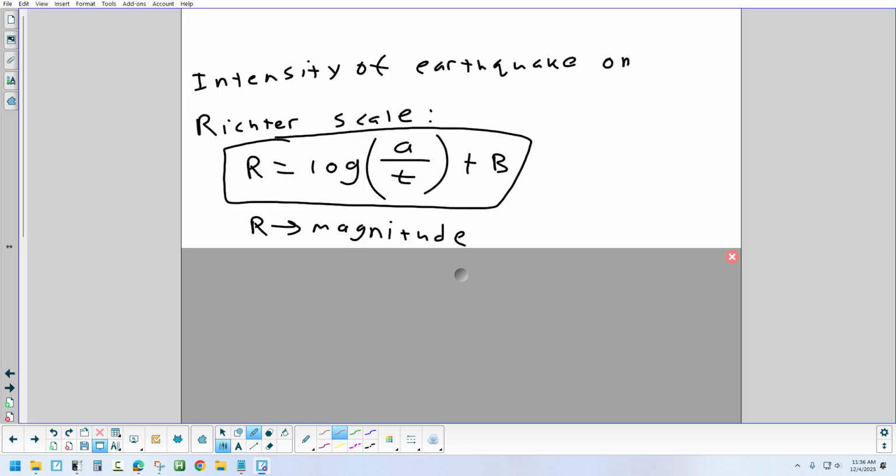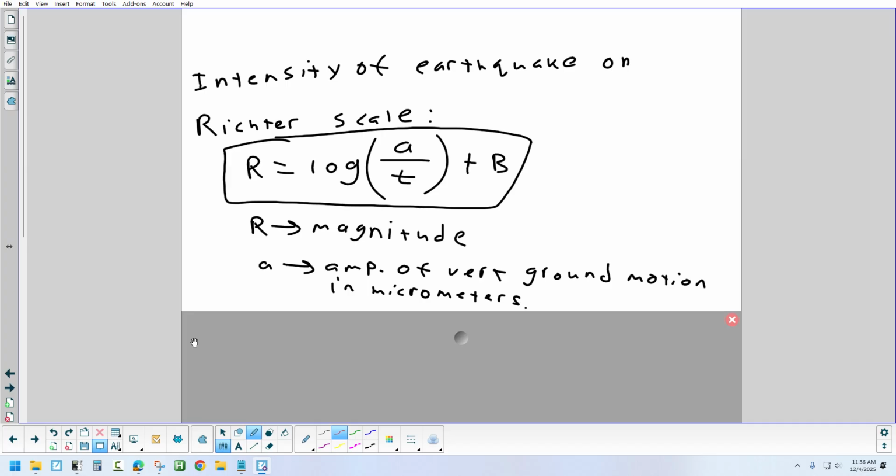There are 3 variables in the formula that go into figuring that magnitude out: A, T, and B. A is measuring the movement of the ground, in micrometers. That's very small. A micrometer is 1/1000th of a millimeter. So it's very small. Is that A plus B? Plus B, yeah.